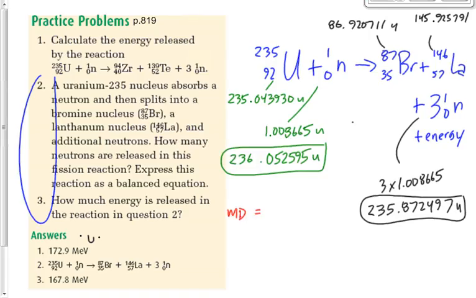The mass defect is simply subtracting. 236 minus 235, 0.3-ish? 0.2? Al, you got that? 180. Thank you. Now, what are we going to do with that?